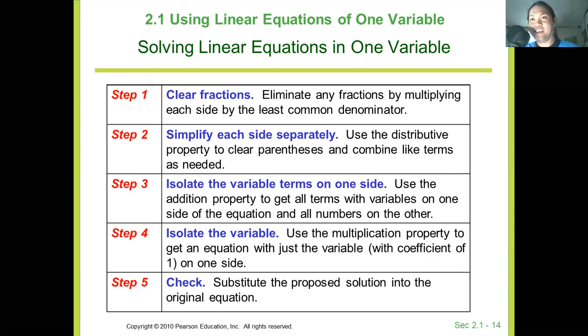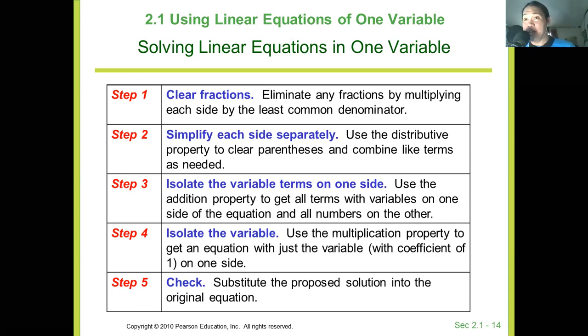Wow, amazing. Okay, step number four, going back. Step number four, isolate the variable. Use the multiplication property to get an equation with just the variable, with a coefficient of 1 on one side. And of course, last, step number five, we have to check. We can check the equation by substituting the proposed solution in the original equation.